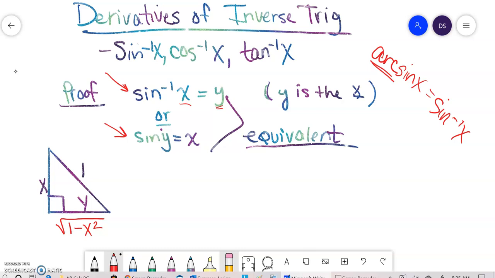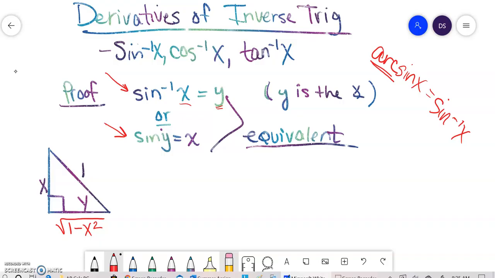Not that you will ever have to do that on the AP exam, but instead of me just giving you the 3 rules and you wondering how I got those, I'm going to show you the one for inverse sine. And then if you would like, you could go through and do cosine and tangent, but you'll never be required to do that, at least for the AP. I just didn't want to give you the equations and say, here they are.